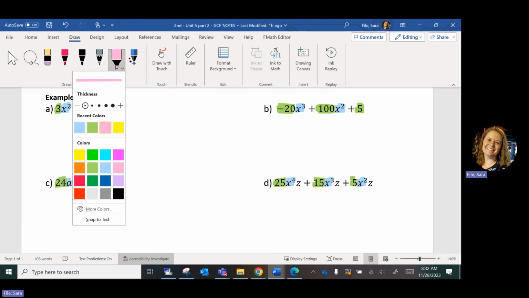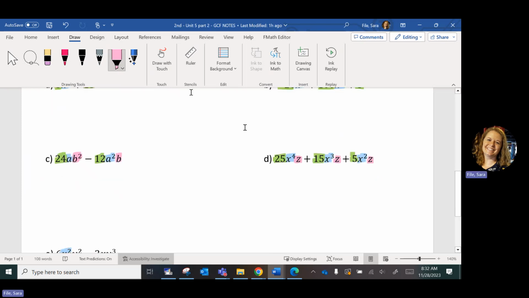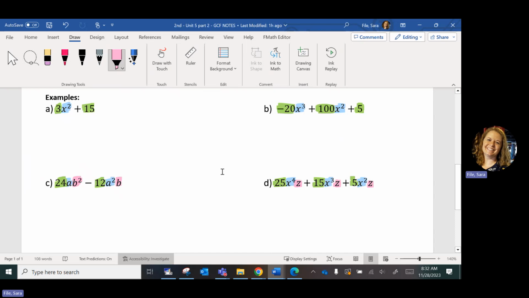Then if you have a second variable, do it in a third color. I'm going to do pink. Okay, so my highlighting's done. All right. Now, I'm going to look at the coefficient first.